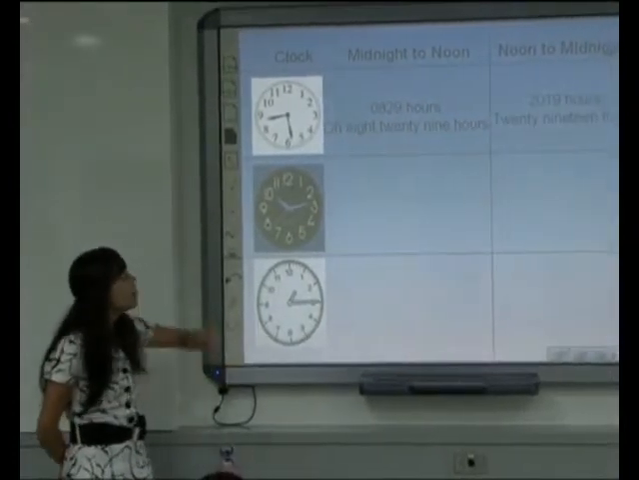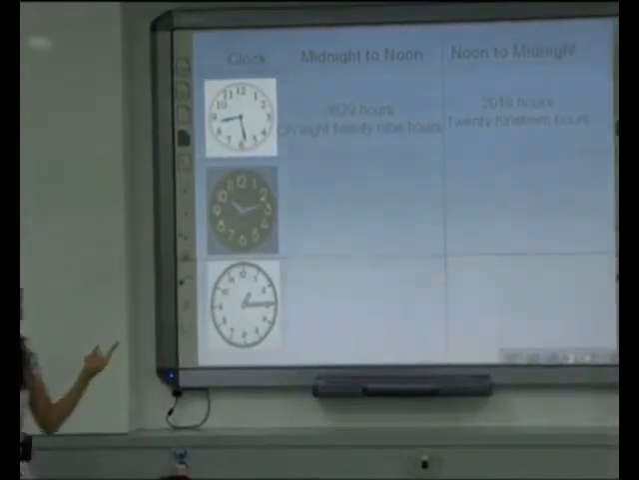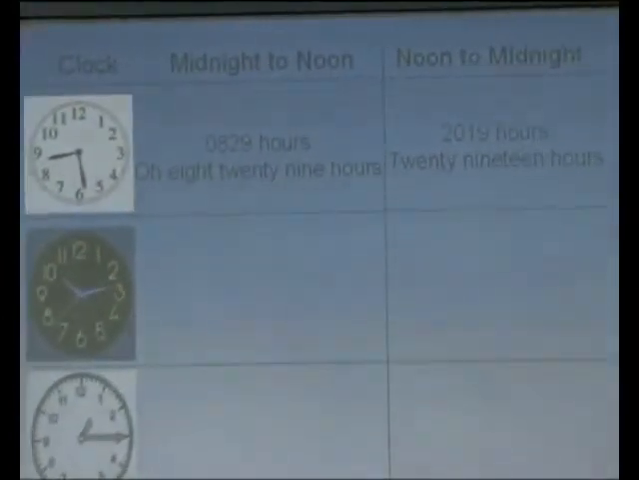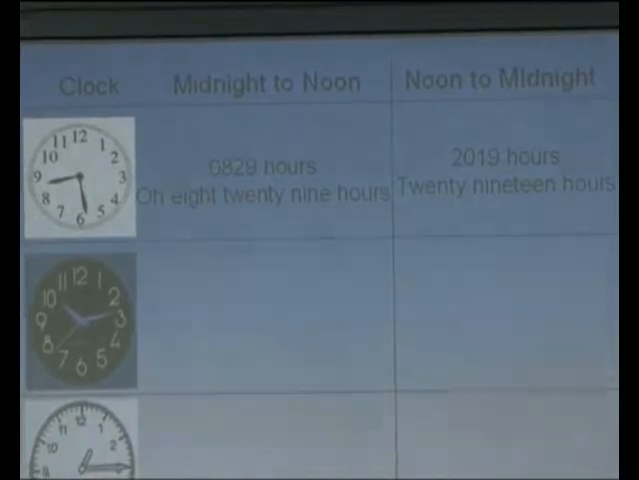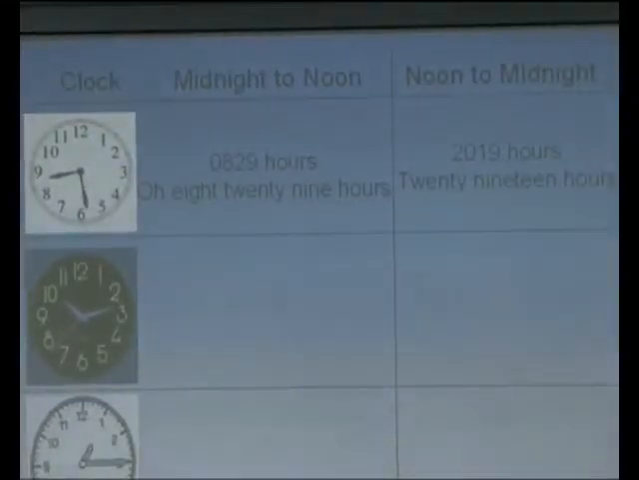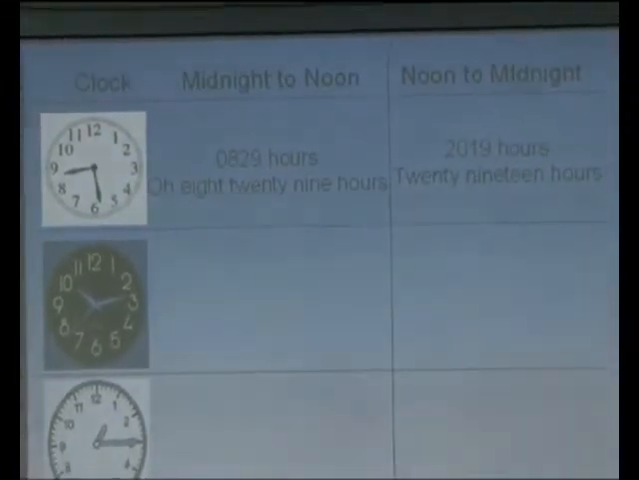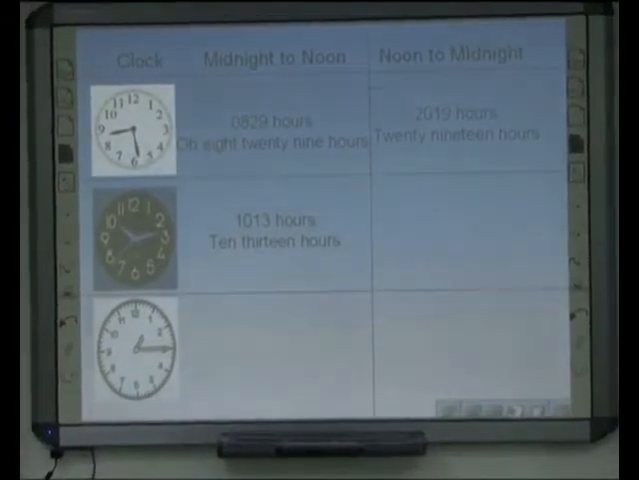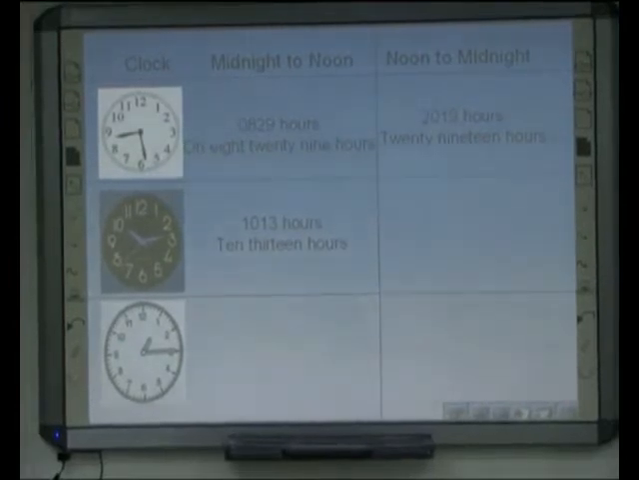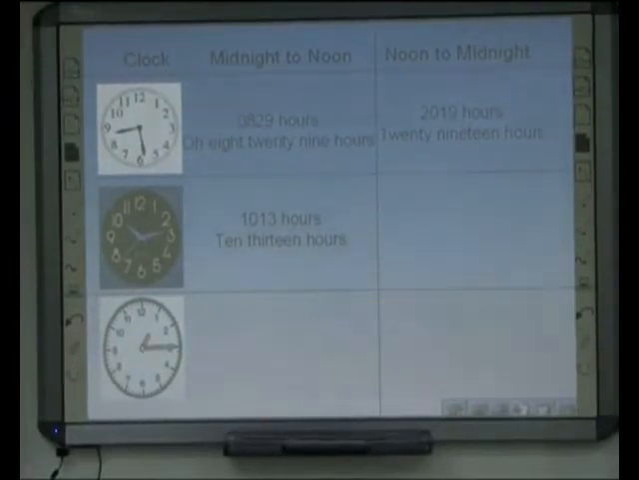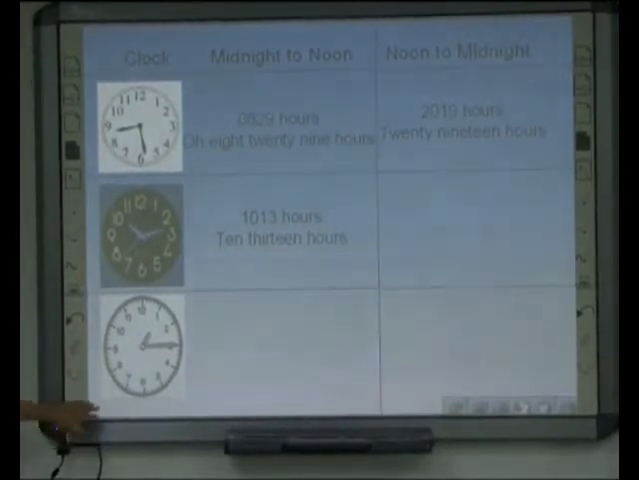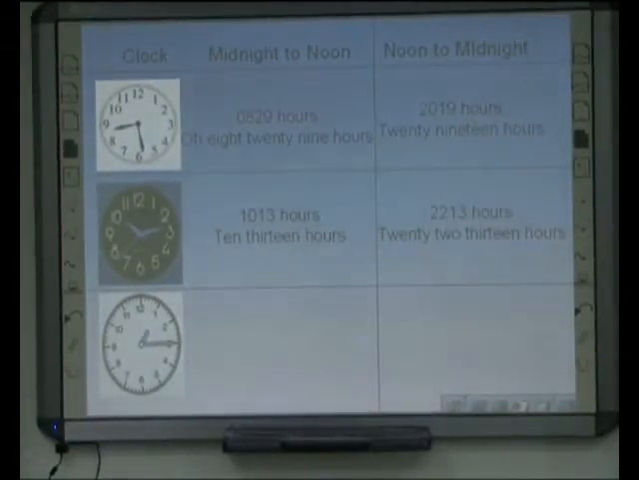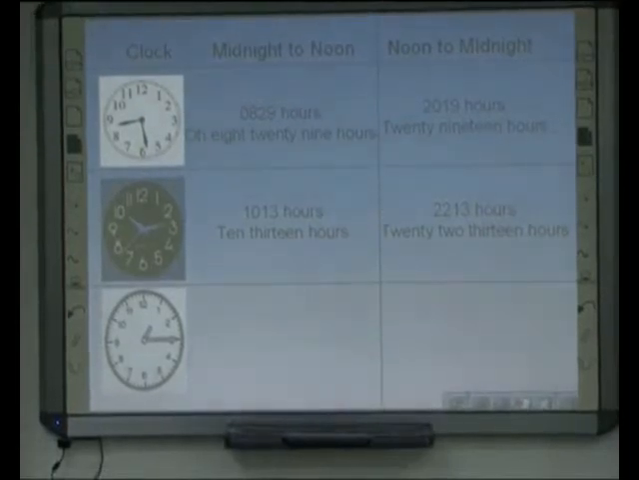Next one. From noon to midnight. That's supposed to be 09. Okay, that was a mistake. Number 2, I guess it's 13 hours, right? Yes, you see it? 13 hours. Do not forget to put hours when you use the 24-hour unit. Read it that way.